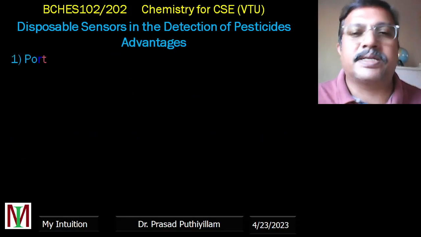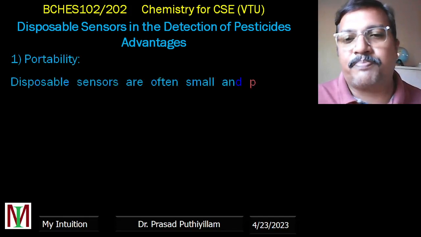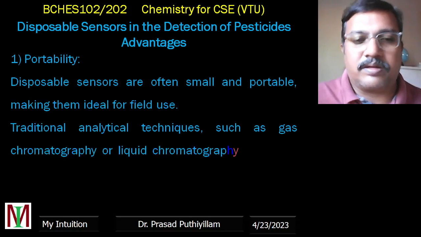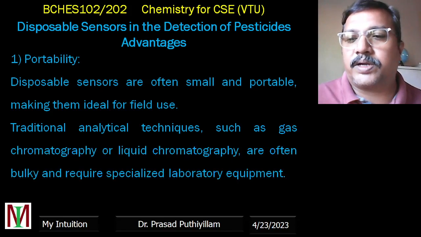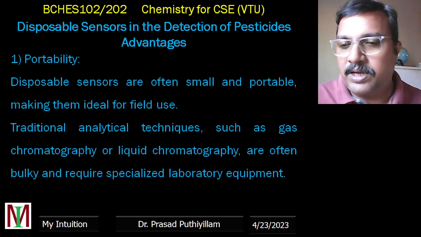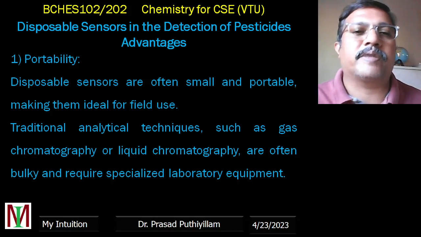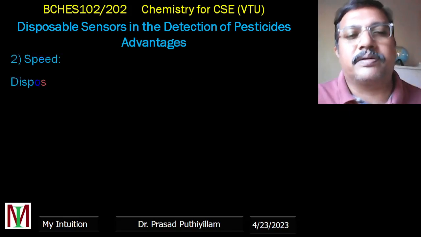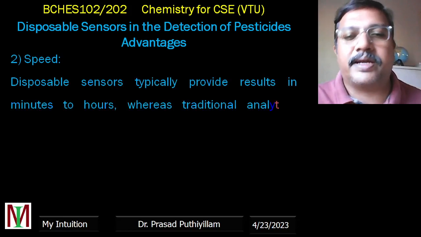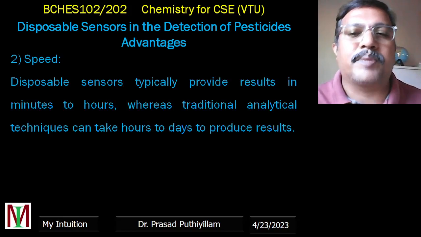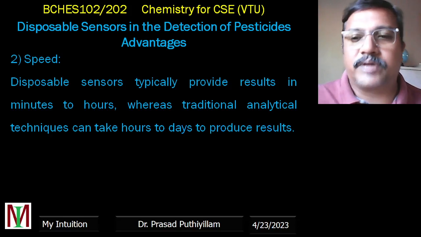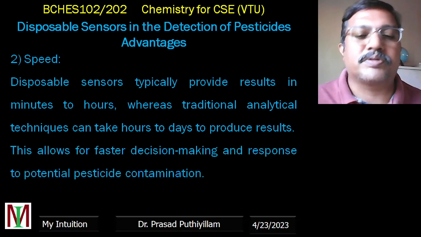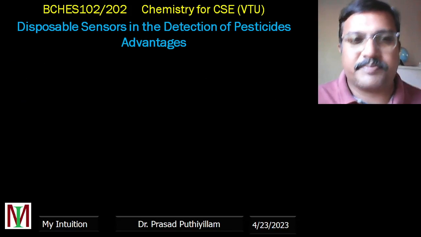Advantages compared to the traditional method: it is very portable, very small in size, and it can be taken to the field for use, compared to chromatography, gas chromatography or liquid chromatography, which are bulky laboratory equipment. Our disposable sensors are very portable and small. Speed: the detection results we get within minutes or hours, compared to the traditional methods, which take hours or days to get the results. So it gives faster decision making and response to potential pesticide contamination.